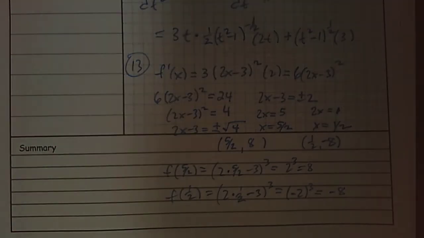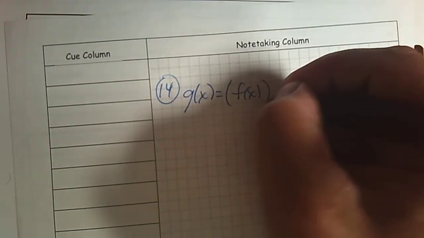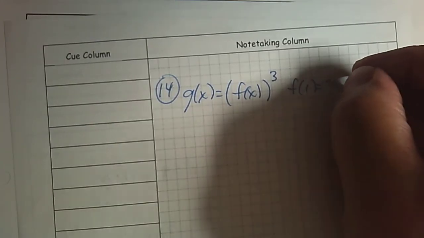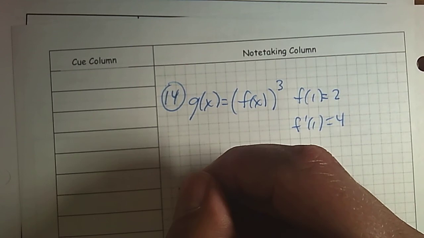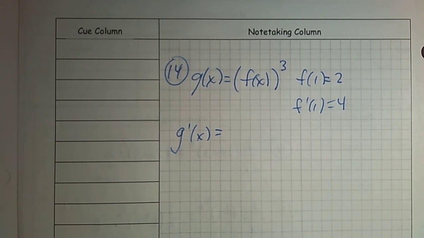All right, number 14. G of x equals (5x) cubed, and then it gives you information about it. So f at 1 equals 2, the derivative at 1 equals 4, and I'm asked to find the derivative at 1. So step 1 is to find the derivative of what I'm looking at.